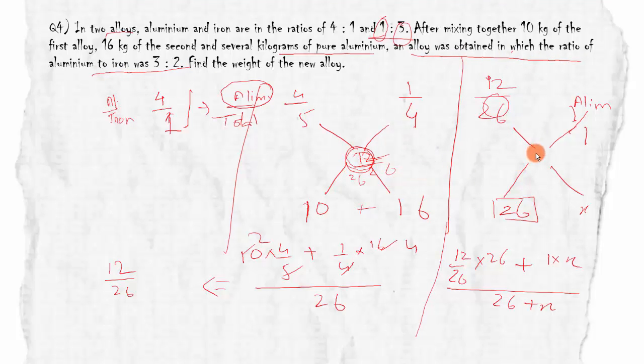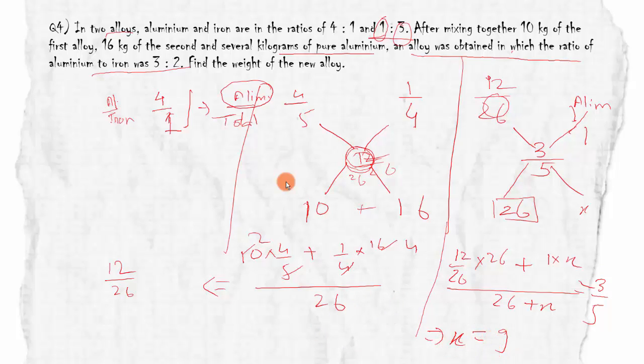So what was the concentration of aluminum? 3 out of a total of 5. 3:2 means 3 aluminum out of total 5. So this is equal to 3 by 5. If we solve this, we will get x equal to 9.